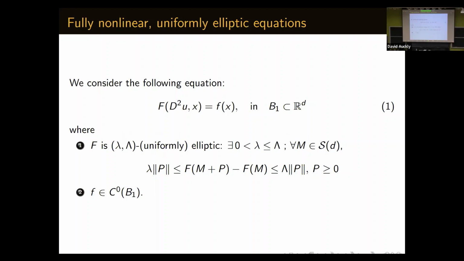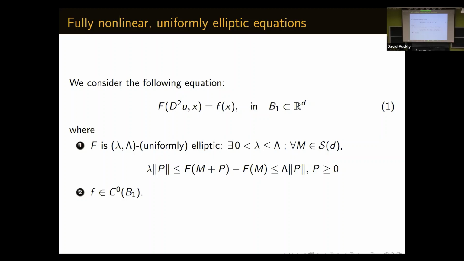All right, so now for fully nonlinear equations, let me start with the following problem. You have a fully nonlinear equation given by F of D²u at a point x equal to a continuous right-hand side, where my F is a uniformly elliptic operator, and that means the operator will satisfy some sort of Lipschitz condition on the matrix argument for some positive constants lambda and capital Lambda.